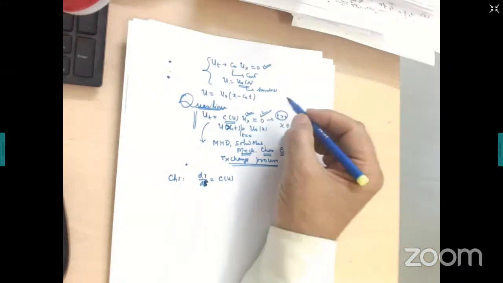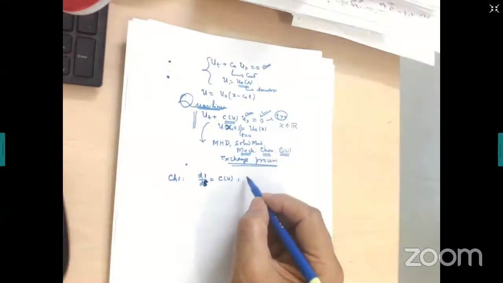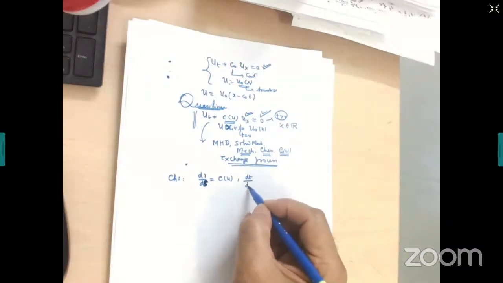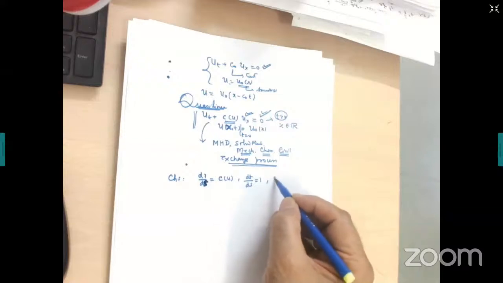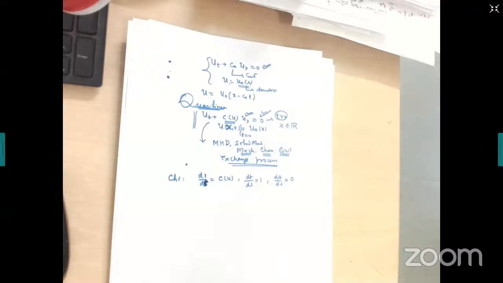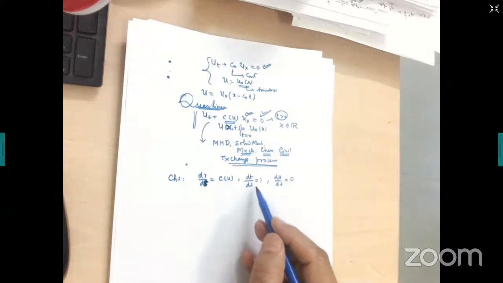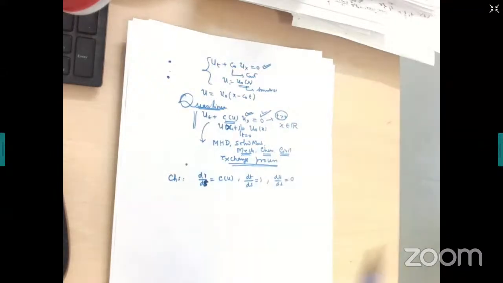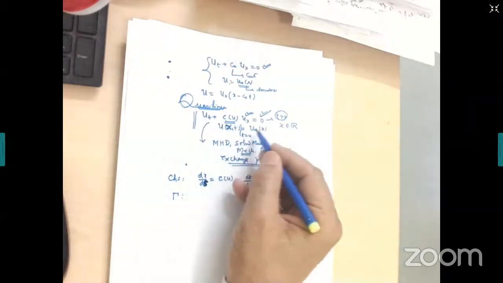Yes, sir. dx/ds is c(u). And what is dt/ds? 1. Very nice. And du/ds? 0. Very good. This is a, this is anyway, whatever. So what is the base curve?